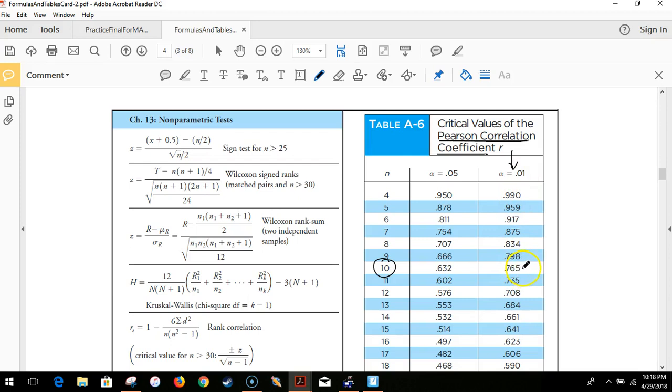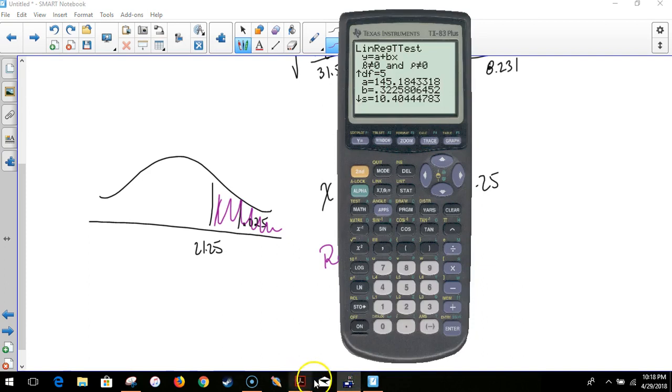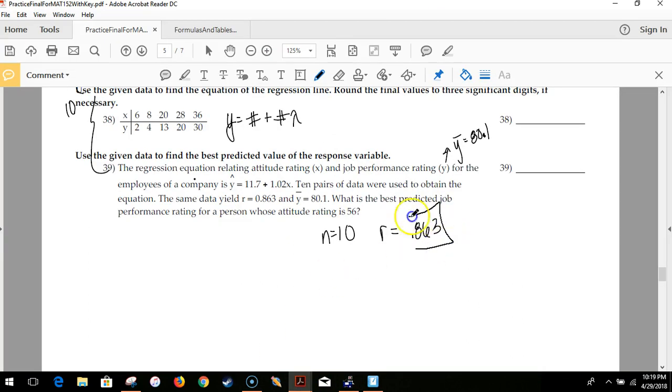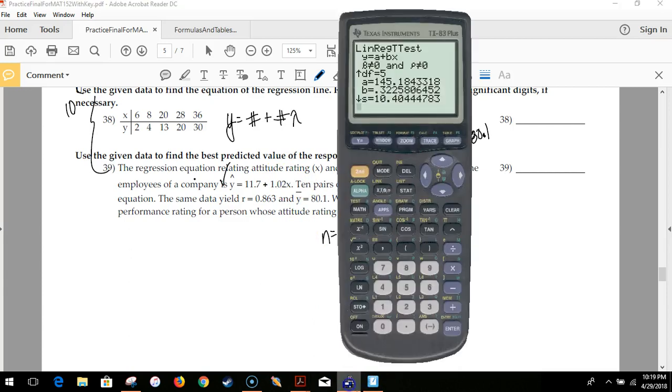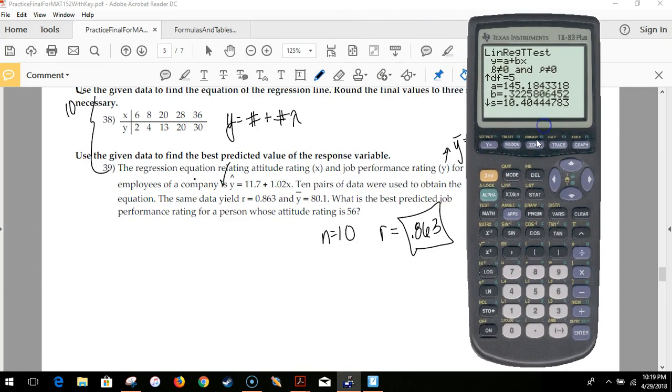In order for you to say that there's a linear correlation, it would have had to have been better than 0.765. Good news. We have greater than 0.765, right? We got 0.863. That means that this line is good, right? That means there is a linear correlation, there is a linear relationship, which means the linear regression line that we got out can actually be used for something. So if I want to know my best guess for a 56, I can actually swap out the X and put in the 56. And the best predicted job performance rating, if you have a 56 attitude, is about a 69 job performance.